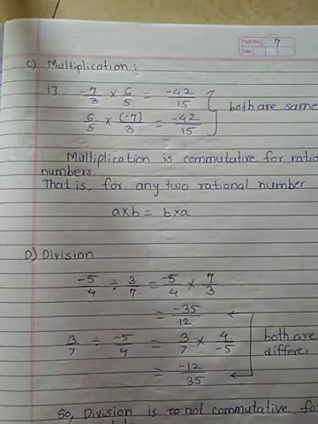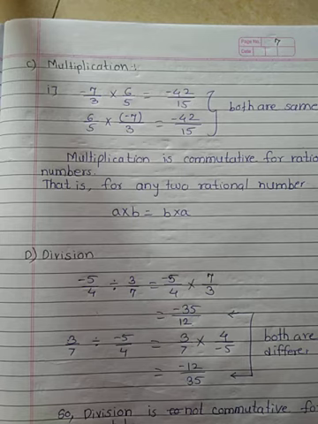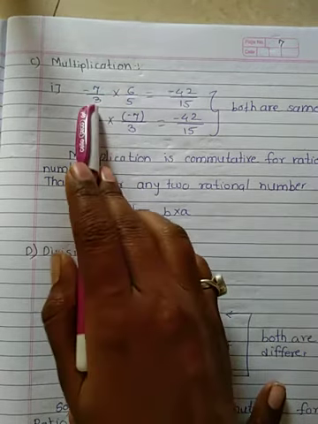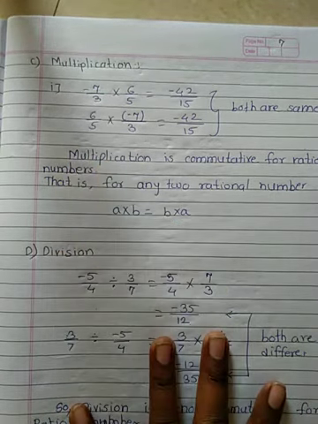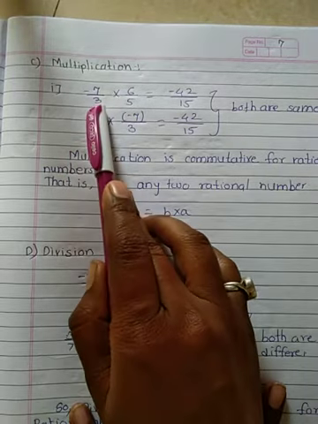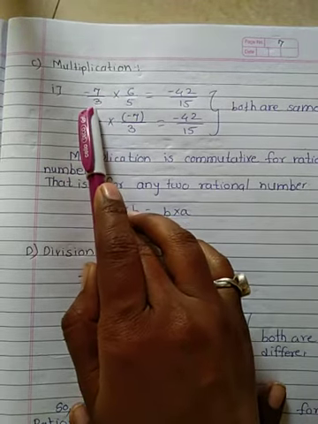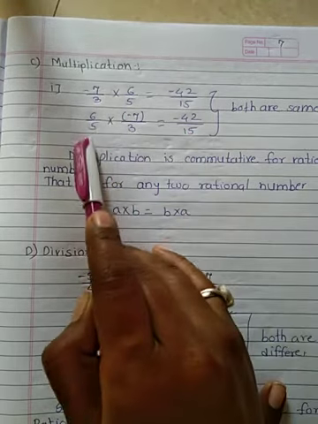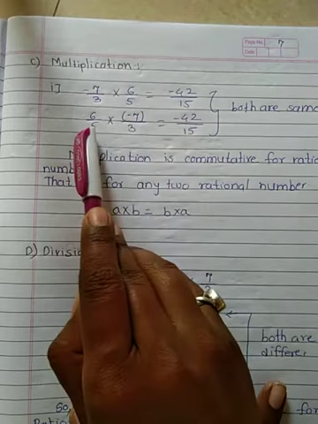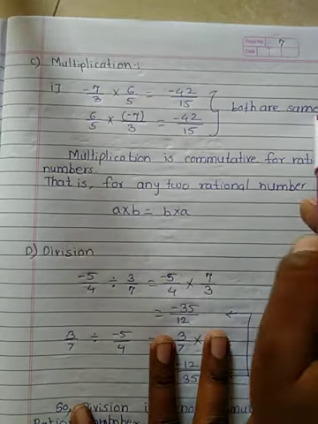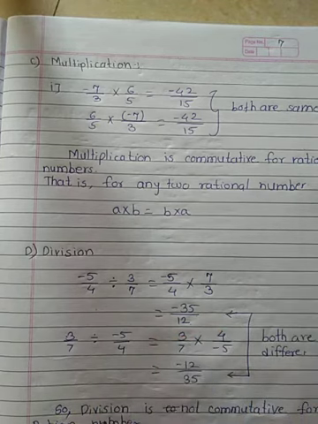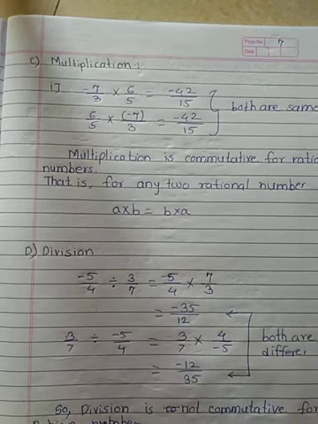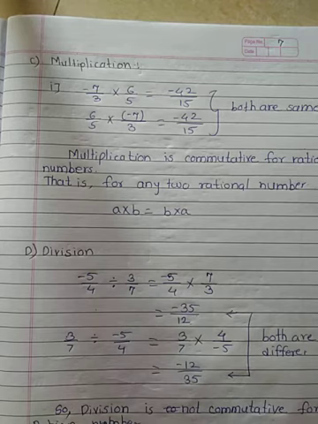See, multiplication, no calculations are needed. Just go with the numerator multiplication, denominator multiplication. So I'll directly say that 7 by 3 into minus 6 by 5 is equal to minus 42 by 15. Again 6 by 5 into minus 7 by 3: 6 into minus 7 is minus 42, 5 into 3 is 15. So both are the same, means multiplication is commutative for rational numbers, means whenever you are multiplying two rational numbers you can change the order of the numbers.